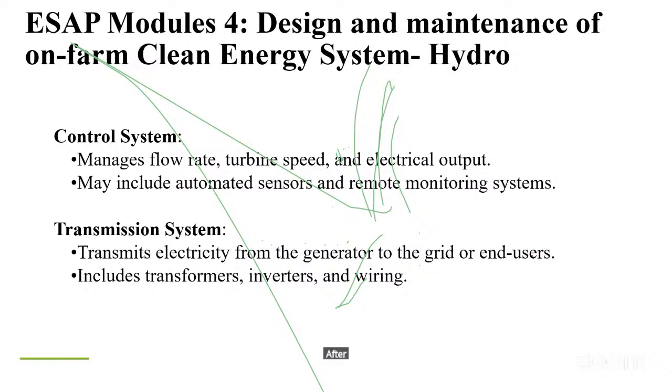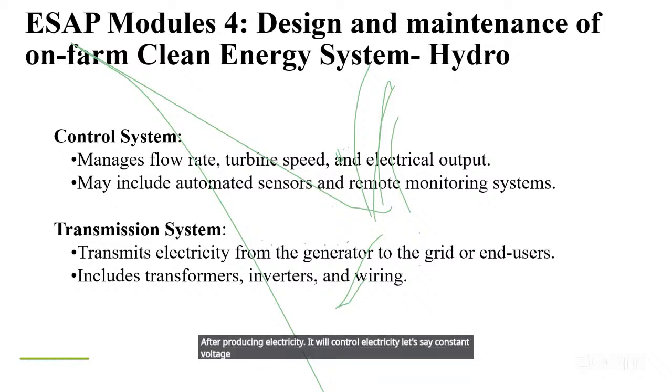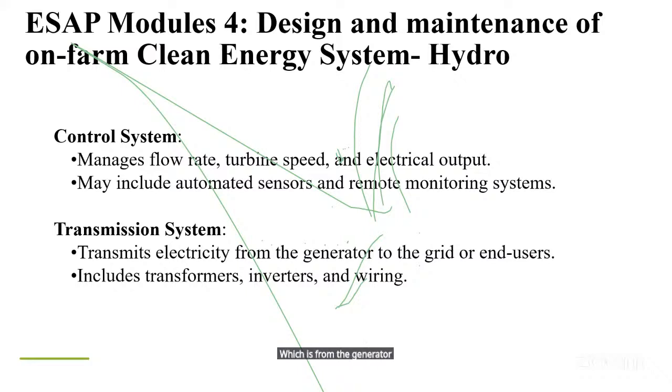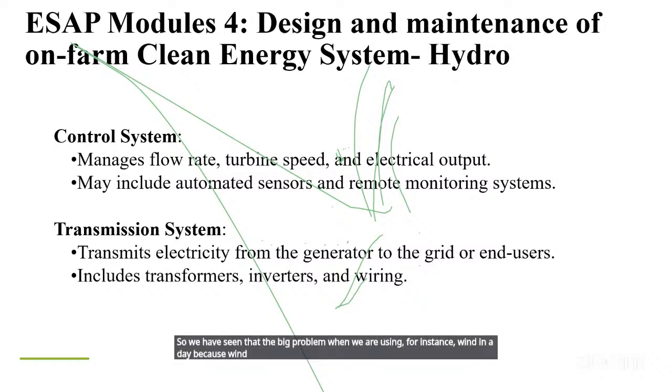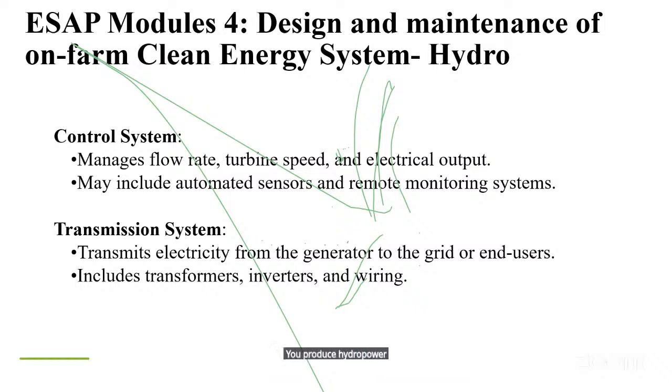After producing electricity, a well-controlled electricity, let's say constant voltage and constant frequency, we have to transport this energy to where the energy will be used. And that needs the transmission system. The transmission system is an electric line from the generator to the grid or end user. We have seen that it's a big problem when we are using, for instance, wind energy, because wind energy is produced far away from the load center. This is also sometimes the case for hydropower. You produce hydropower far away from the load center.